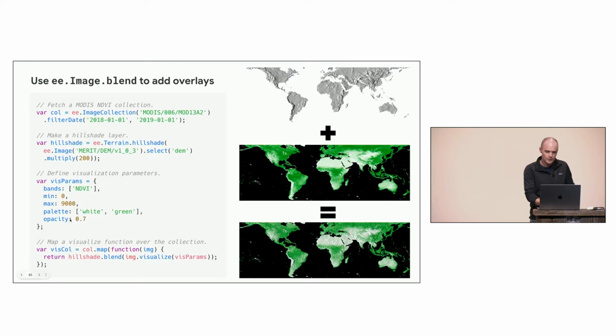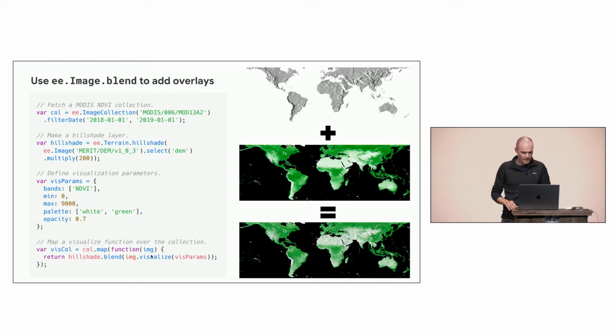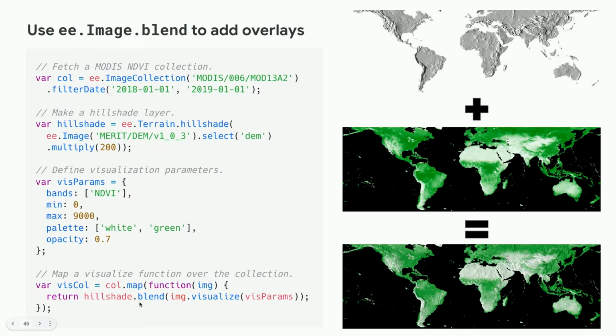So this is one of the optional parameters for visualize. In my mapping function to style this, I'm taking my collection of MODIS NDVI, and for each image, I am taking my hillshade layer and blending it with the MODIS NDVI visualized, as such here. The way this works is it takes the hillshade, whatever is first, that's on the bottom of your palette, and then whatever comes next lays on top of it.